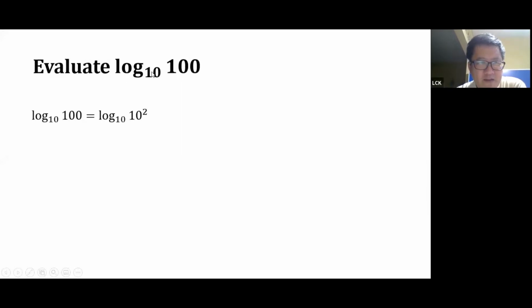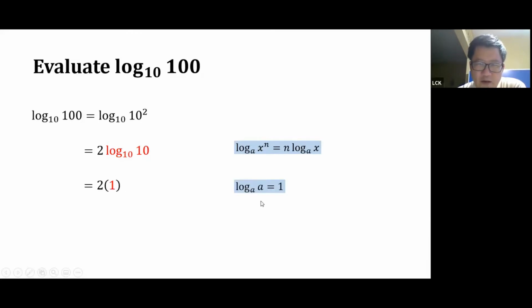Here you have a question: evaluate log to the base 10 of 100. Very simple. You see that 100 equals 10 to the power of 2. What you do is just this: you bring 2 down using this particular rule. n here is 2, so you bring it down, and it becomes 2 in the front. And log 10 of 10 is simply 1. You're using this rule here: log base a of a equals 1. So this here becomes 1, and 2 times 1, of course, is just 2.